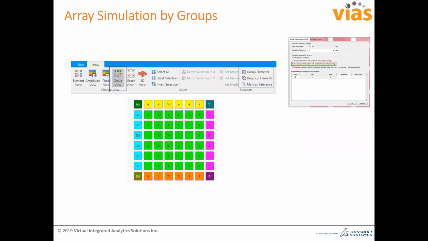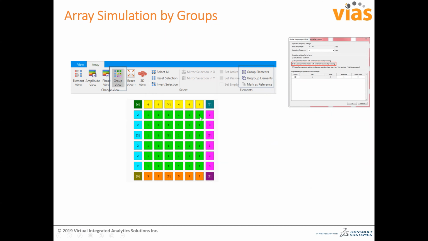Now that is a very good new feature in array simulation tags, which has been added in 2020. If you see, we can select the elements of an array and we can run the simulation. When we are running the full array simulation, now if you see, there is a group view.